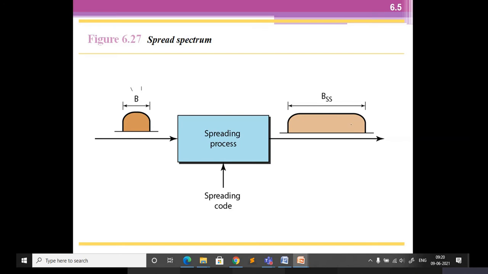This is the bandwidth I got after applying the spread spectrum technique. You can observe the bandwidth of the input signal is changed to BSS, which stands for bandwidth of spread spectrum. Here you are adding additional code to the incoming input signal, and the bandwidth is changed to BSS. Always BSS is greater than the bandwidth B of the input signal. Is this clear? BSS is always greater than B.